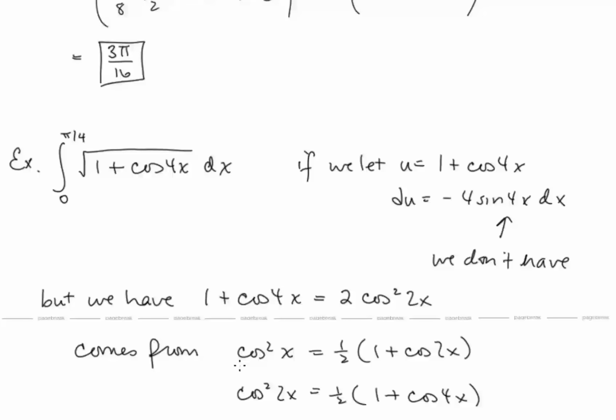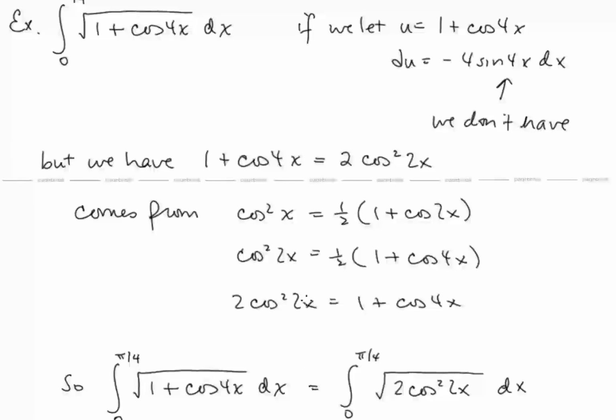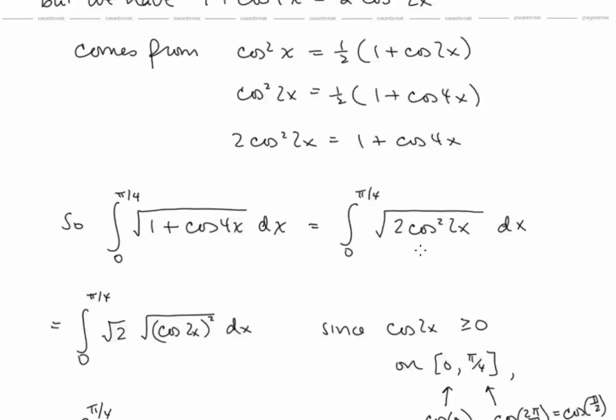Remember, the formula we just looked at was cosine square x is equal to 1/2 of 1 plus cosine 2x. So if we have 1 plus cosine 4x instead, that means this angle is then a 2x. And so multiplying both sides by 2 here, we can replace the 1 plus cosine 4x by a 2 cosine square 2x. So we're here. So this becomes radical 2 times radical cosine 2x quantity squared.